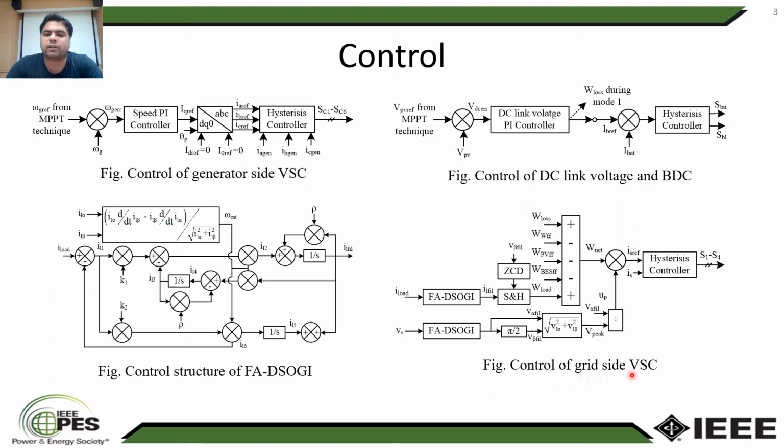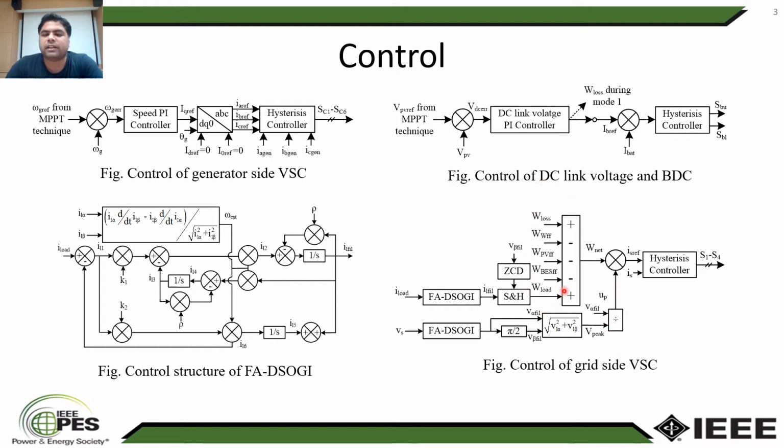The control of the grid side voltage source converter is shown over here. For this, first the load current as well as the grid voltage is filtered using the frequency adaptive damped second order generalized integrator. The structure of FA-DSOGI is shown over here. The output of the filtered grid voltage is shifted by 90 degrees for the generation of the quadrature component. The in-phase and quadrature components are summed vectorially for the generation of the peak voltage. The ratio of the filtered in-phase voltage and the peak voltage is taken as the unit template.